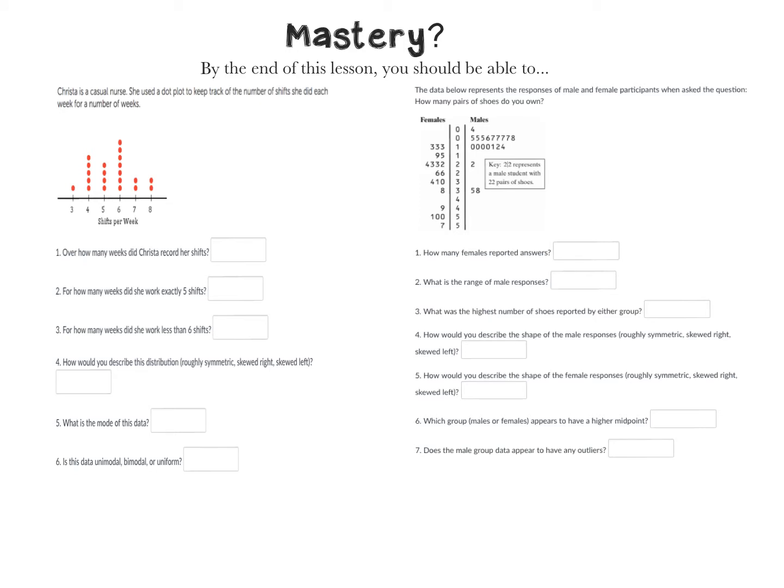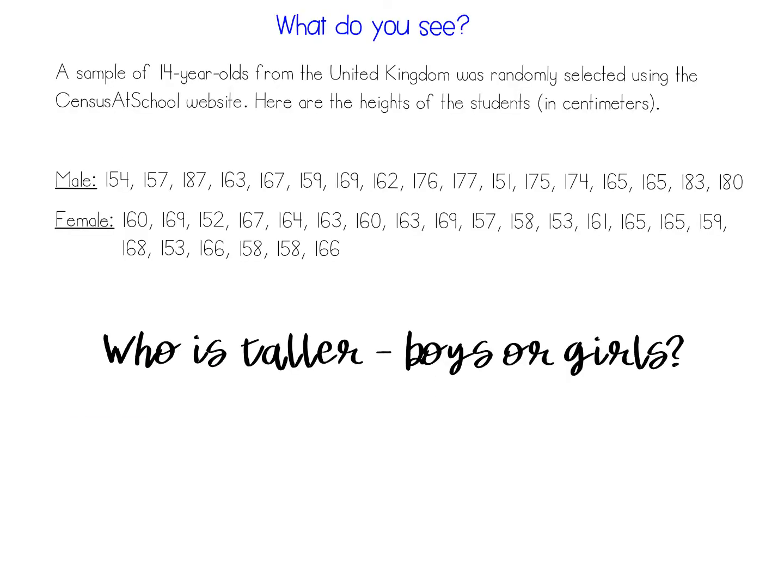So by the end of this lesson, you should be able to answer these questions about dot plots and stem plots. Alright, so I just want you to look at this data and ask yourself, what do you see? So I have a sample of 14-year-olds from the United Kingdom. They were randomly selected, and here are the heights of the students in centimeters. So I just want you to look at that and answer the question, who do you think is taller, boys or girls? So just looking at the raw data.